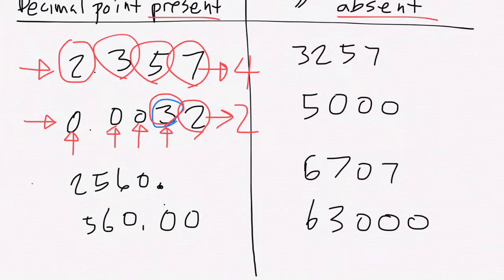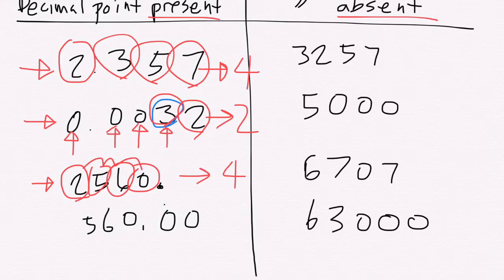The same thing here. We start from the left. The first digit we're going to look at is 2, and since that's non-zero, it's significant. And every digit to the right of this number, 5, 6, and 0, are significant. So that gives us 4 sig figs. So even though this last number is 0, since the decimal point is present, it's going to be significant, so that would be 4.